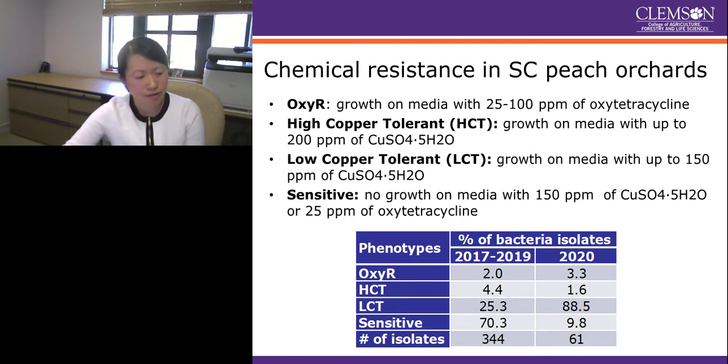But for the low copper-tolerant bacteria, there was a big jump this year, where almost all the bacteria we found have a low level of copper tolerance. And these levels of chemical resistance or tolerance were determined in our lab assay. So in order to evaluate their true impact on the spray programs, we did some greenhouse trials on peach trees.